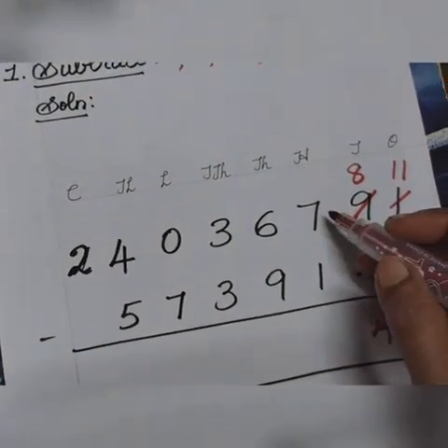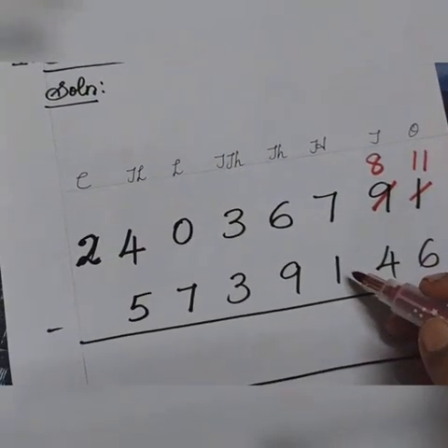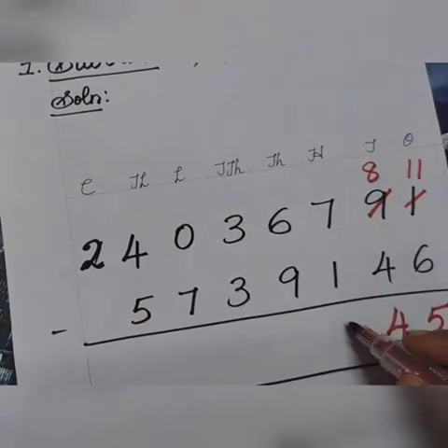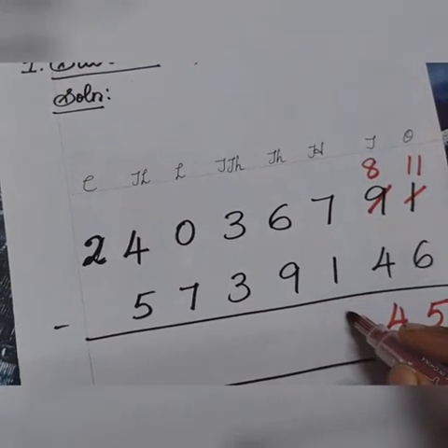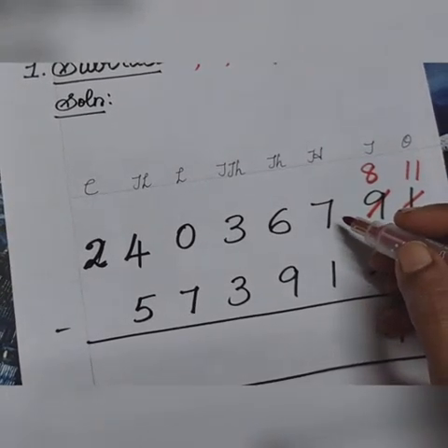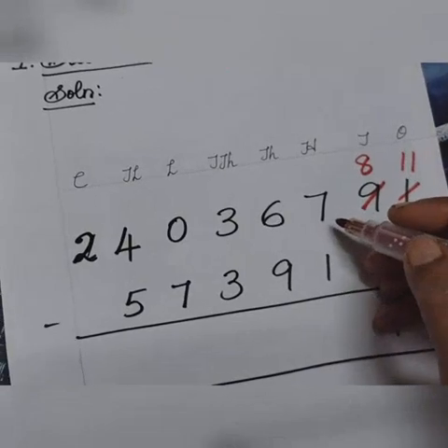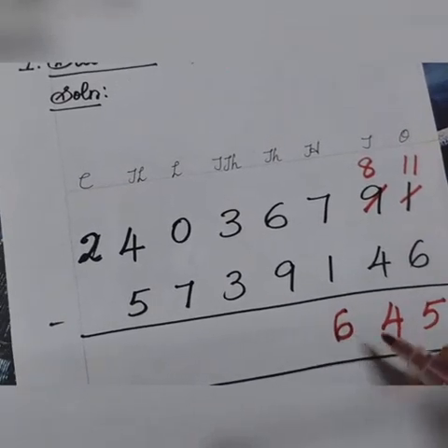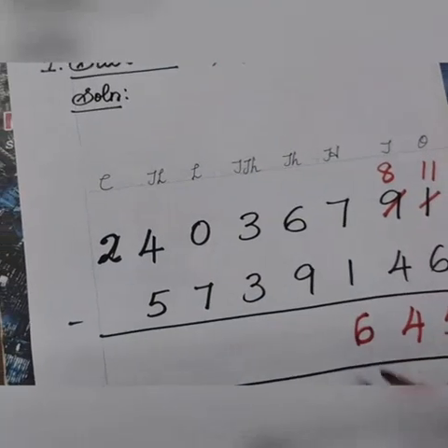See, in the hundreds place 7 and 1. We have to subtract 1 from 7. What is 7 minus 1? We can subtract, is it not? Because the number on the top is greater, so we can subtract easily. 7 minus 1 is 6.